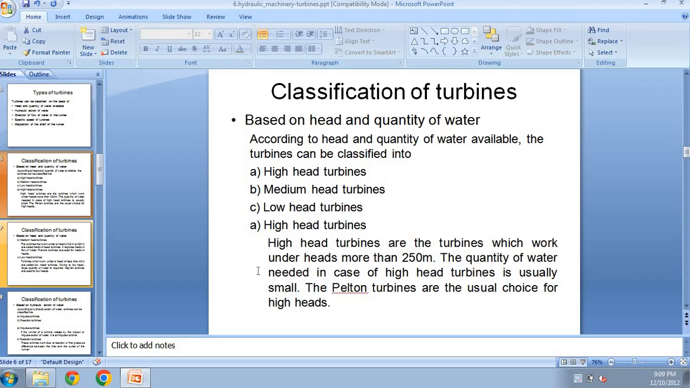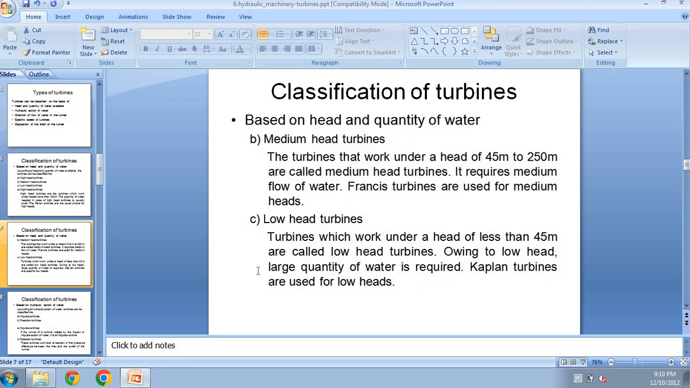This type of turbine was invented by Pelton, so it is called a Pelton turbine, and it is suitable for high heads. A small quantity of water is required compared to medium head and low head turbines. The second type is the medium head turbine, for which the head ranges between 40 meters and 250 meters. It requires a medium quantity of water flow.